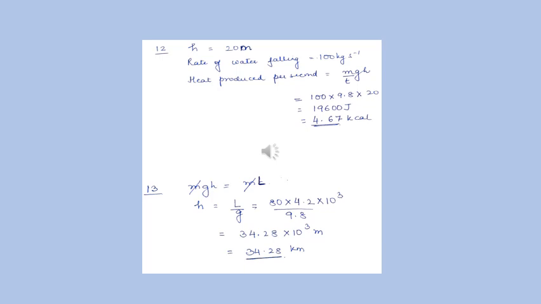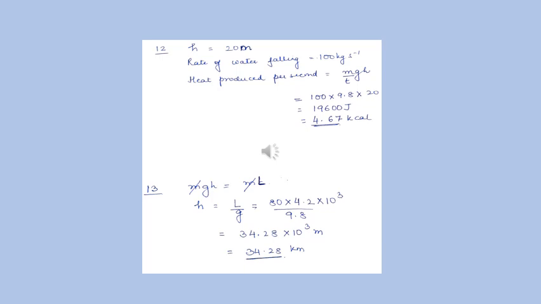So substituting the values, the mass per second is given. The rate of falling per second is 100 into 9.8 multiplied by 20, which is 19,600 joules. Dividing it by 4.2 or 4.18, we can get our answer as 4.67 kilocalories.